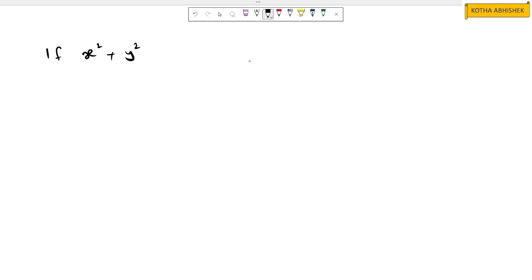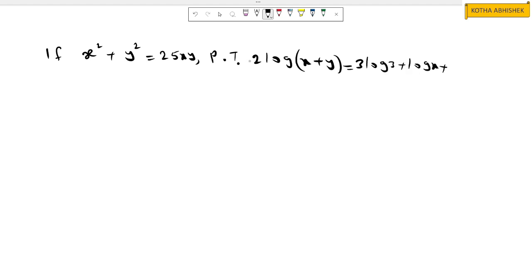If x square plus y square equals 25xy, then prove that 2 log of x plus y equals 3 log 3 plus log x plus log y. Now he's asking if x square plus y square is given as 25xy, then prove that 2 log of x plus y equals 3 log 3 plus log x plus log y.